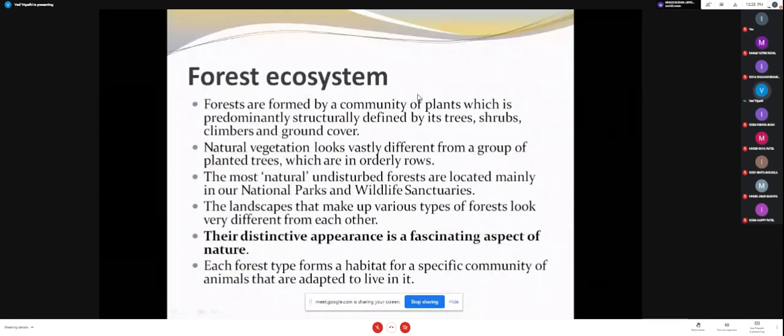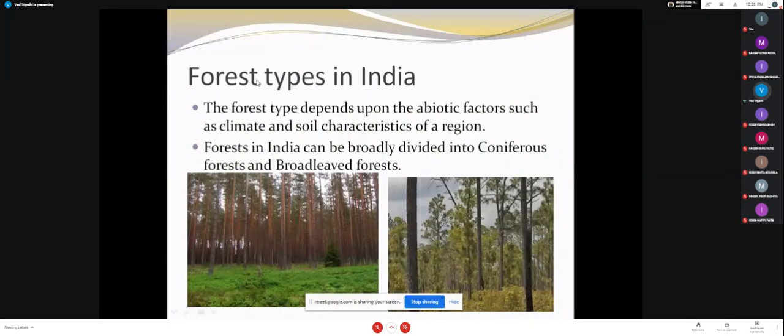Now we will talk about the types of ecosystems, that are the forest ecosystems. To protect these forest ecosystems, we have created national parks and wildlife sanctuaries. In the forest ecosystems, we have coniferous forests, which are found on the higher altitudes, and the broadleaf forests, which are found on the lower altitudes.